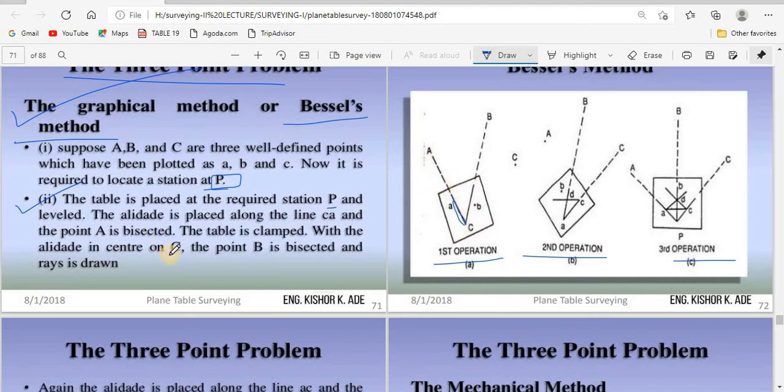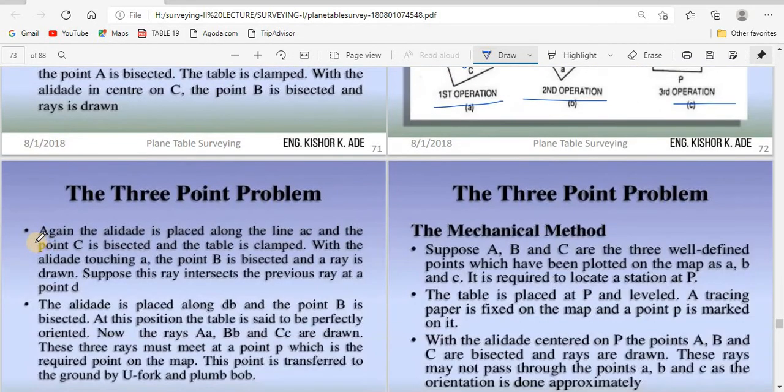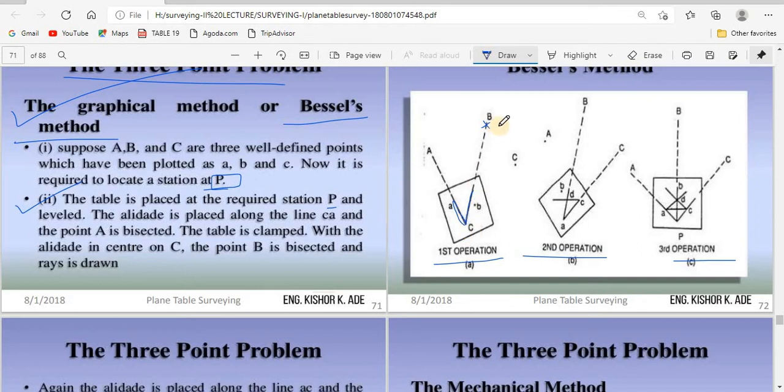Okay, then after that the table is clamped with the alidade centered at C. Now you have to keep the alidade centered at C. Then point B has to be bisected. You try to bisect this point B from this particular point only. Okay, draw a ray. This ray has been drawn. So from point C, after bisecting point B, you are drawing a ray along this line.